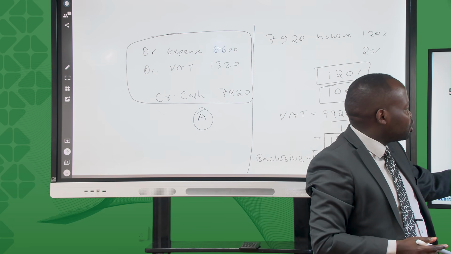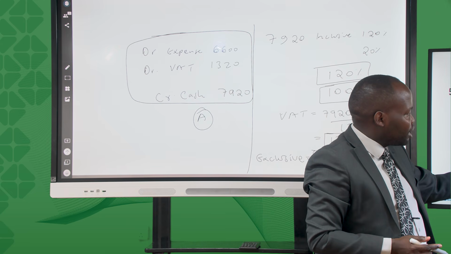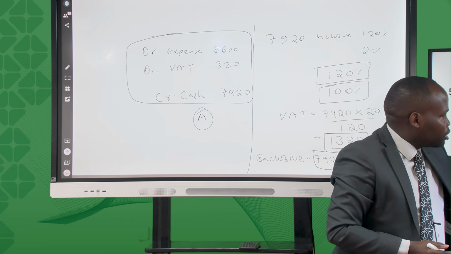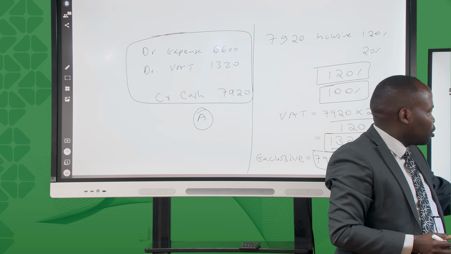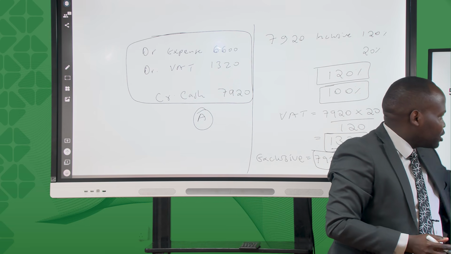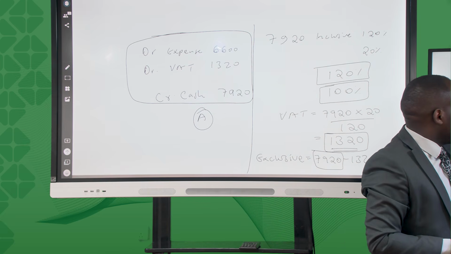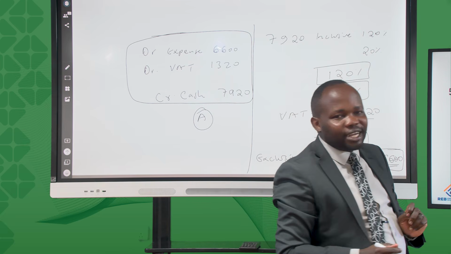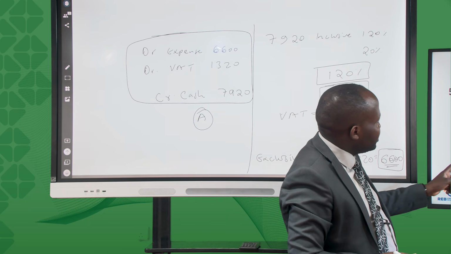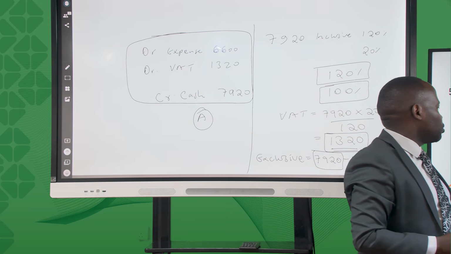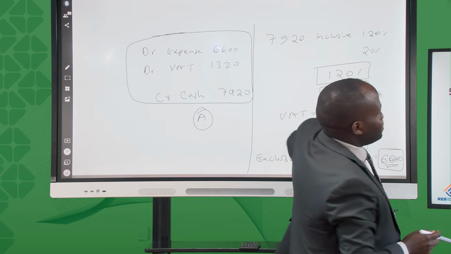Debit expense 6336. I don't know how they came up with these, but maybe there is a wrong calculation they did. So this is wrong. The double entry is correct, but the amounts posted are wrong. The credit amount posted is correct, but the debit amounts posted are wrong. And then D, debit 7920, it's not true. So what is debited is 6,600.